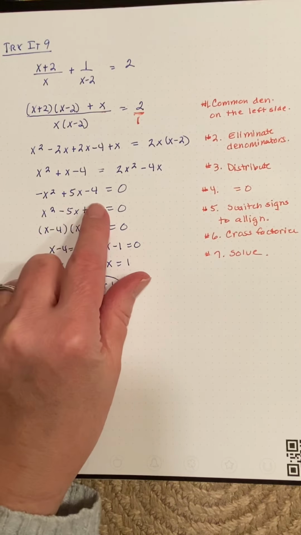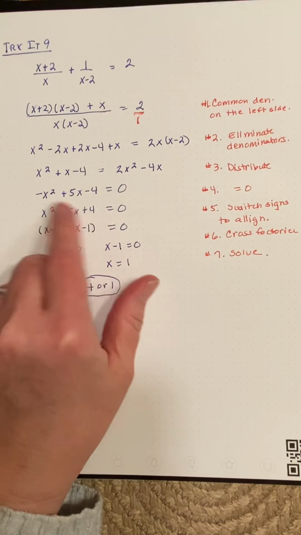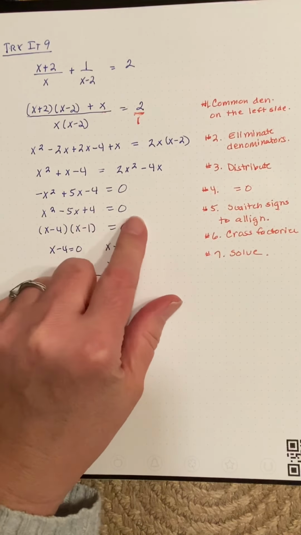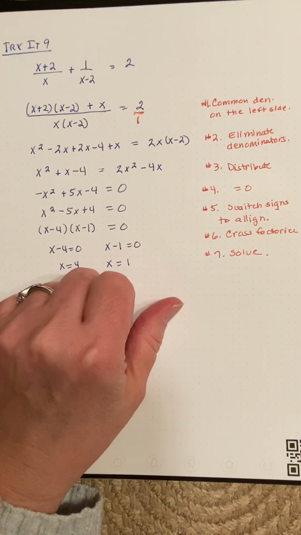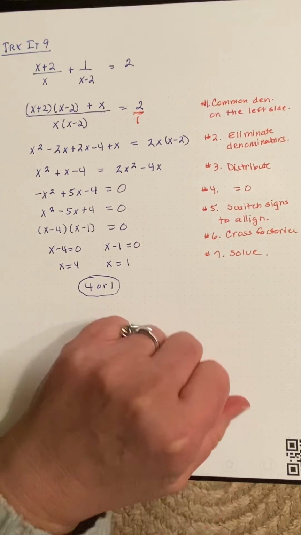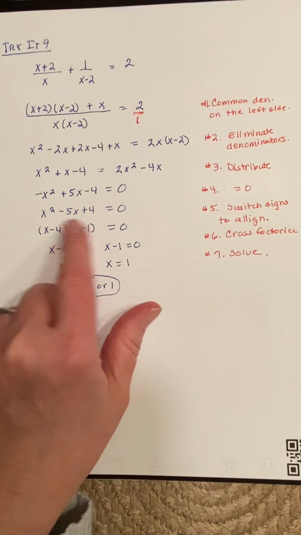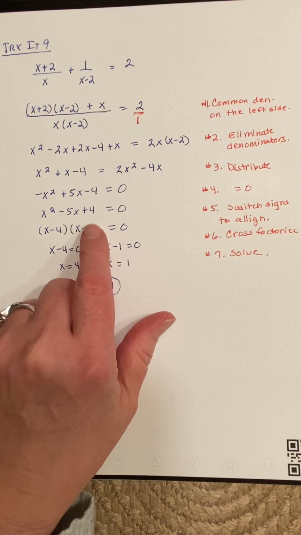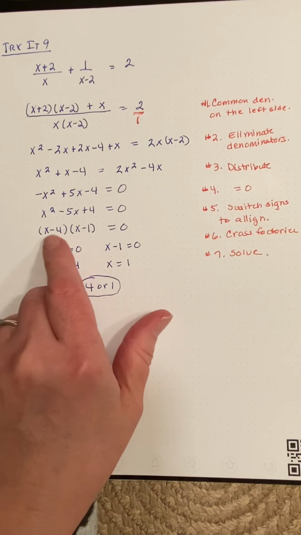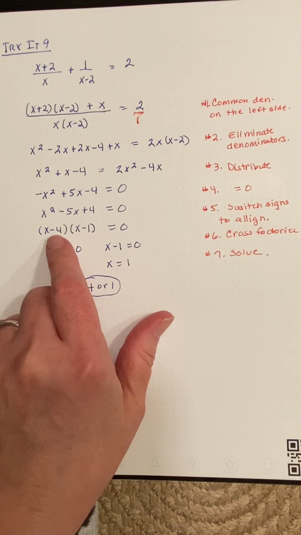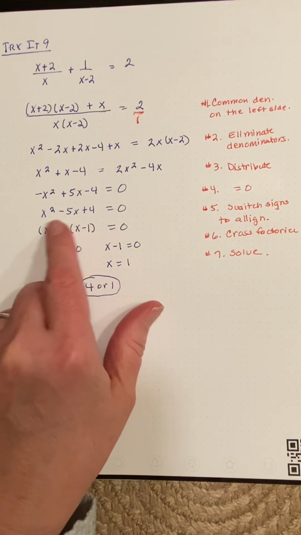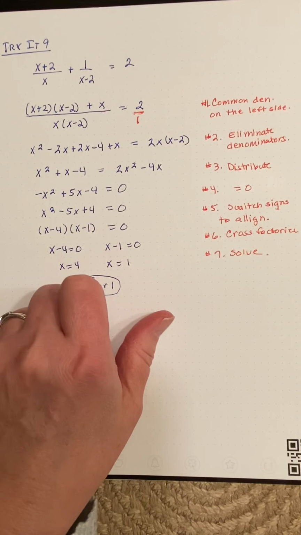So I just flip my signs, because by multiplying all this by a negative 1 and this by a negative 1, 0 just stays 0. So I'm not messing up what I have to do. So I just flip my signs, and now I have x squared minus 5x plus 4. I do my crosses. When I do my crosses, I end up with x minus 4 times x minus 1. When I say crosses in this situation, I mean cross factorization.